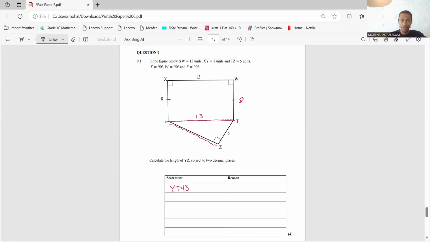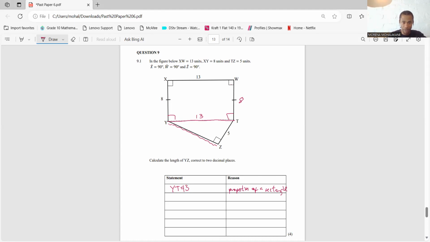As you can see, if opposite sides are equal and I have 90 degrees there, that means this side here is going to be 9. This side is also going to be 9. So these are properties of a rectangle. That is why YS is equal to 13.